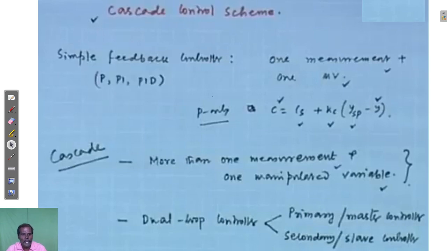Cascade Control Scheme. Generally, in process industries, initially we have used simple feedback control scheme. Here, one measurement and one manipulative variable are used. For example, for a P-only controller, C is equal to Cs plus Kc into error. Error is nothing but Ysp minus Y, where Ysp is the set point of the measured value and the measured value is Y. Kc is the tuning parameter. Cs is the controller output for zero error, and C is the manipulative variable or controller output.